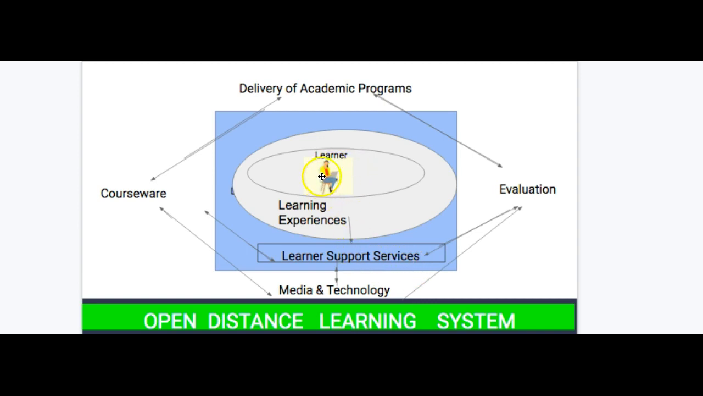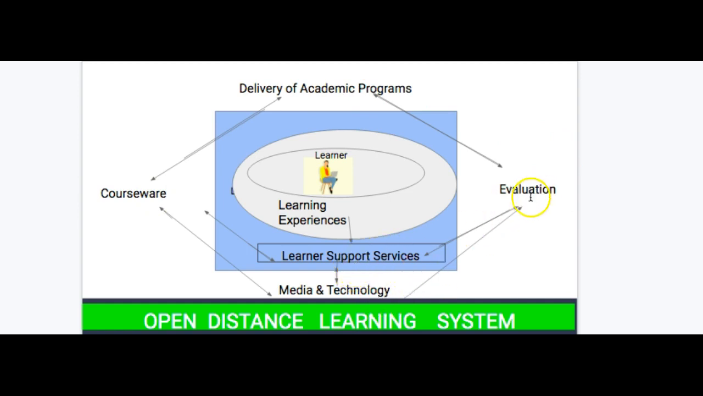We can see through this slide the place of the learner, which is central, and he or she comes with learning experiences. Then the other components of open and distance learning, apart from the learner support services, are courseware, delivery of academic programs, evaluation, and media and technology.